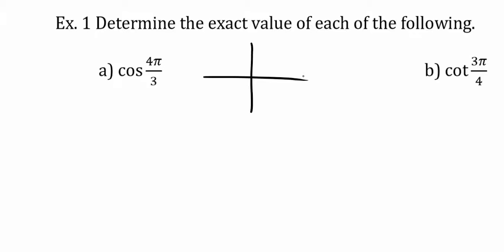So 4 pi by 3 is more than 3 pi by 3. 3 pi by 3 is like 1 pi. That's 180. Everybody's good with that? So I've gone 3 pi by 3s to get there. 60, 120, 180. 3 pi by 3s to get there.